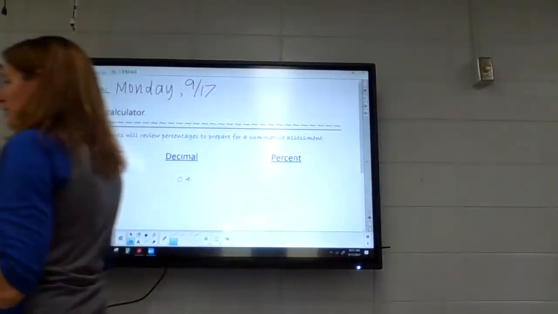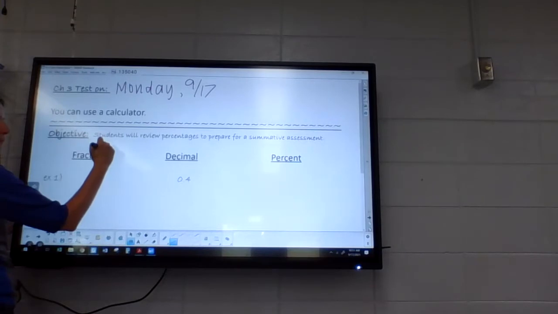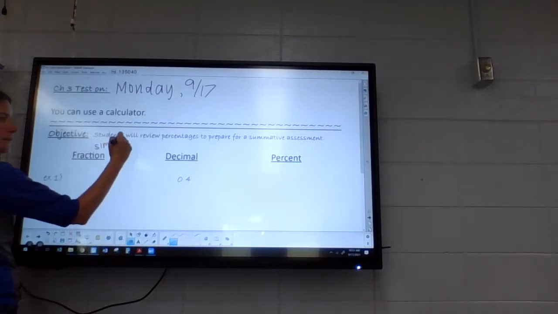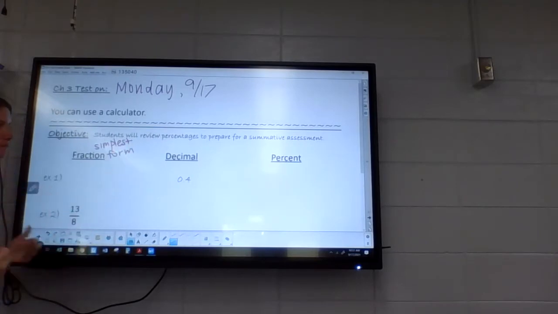So with these examples, I wanted to convert back and forth between fractions, decimals, and percents, depending on what I gave you. For the first one, I started by giving you a decimal. We're going to change that to a percent. We're going to change it to a fraction. The fraction should be in simplest form.